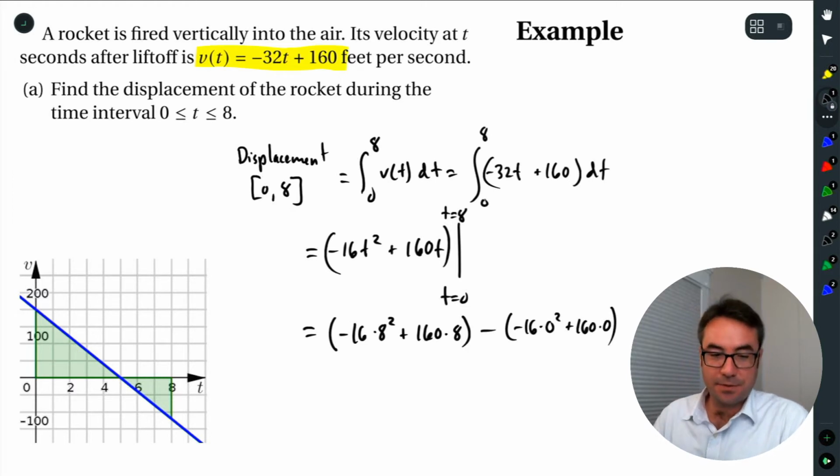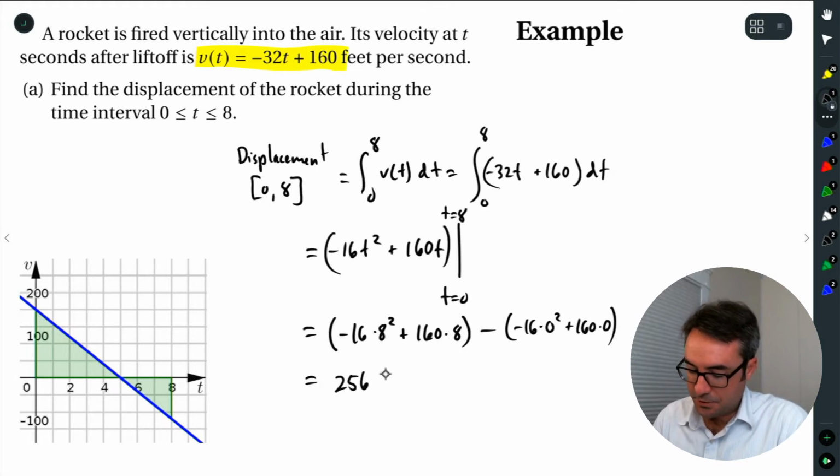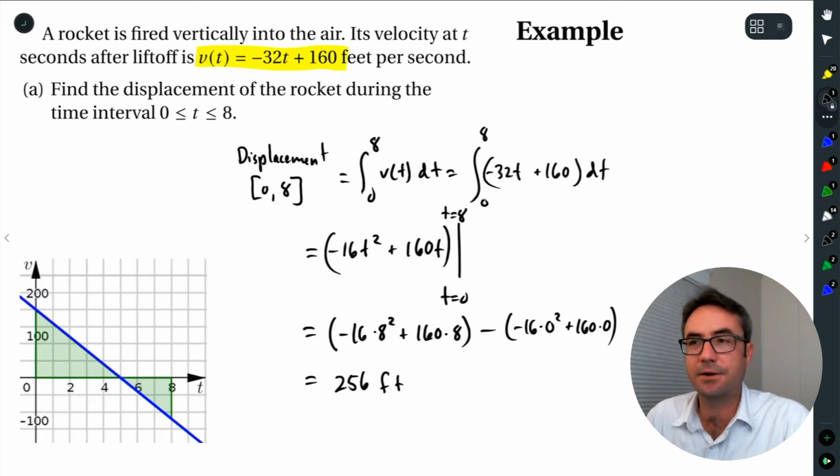So what do we end up with? Well, if you were to do this calculation, it ends up being 256 feet. And our distance here is being measured in feet. So just use units where appropriate.